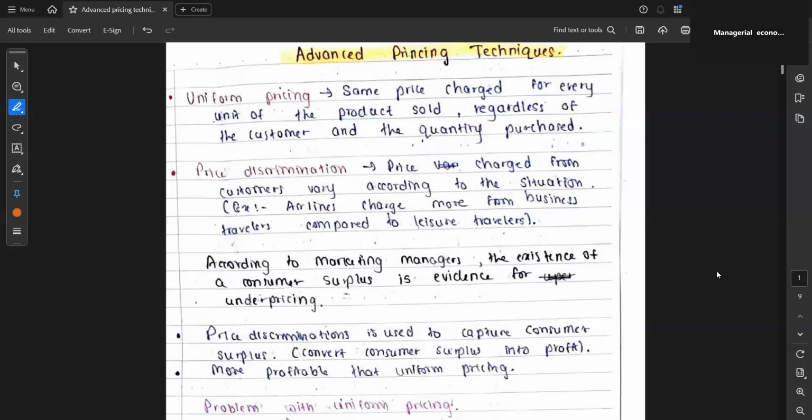Hi everyone. So this is the fourth lesson of Managerial Economics, Advanced Pricing Techniques. First, we will try to understand what is uniform pricing.